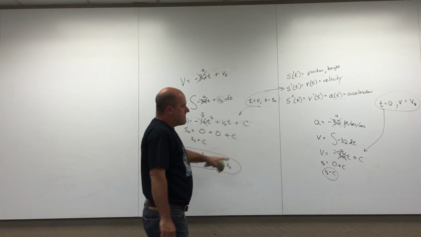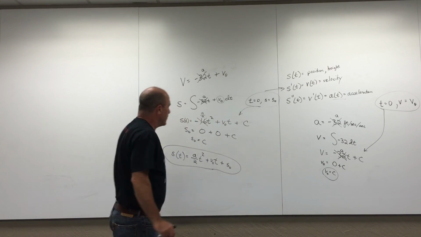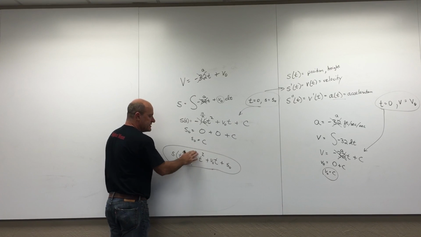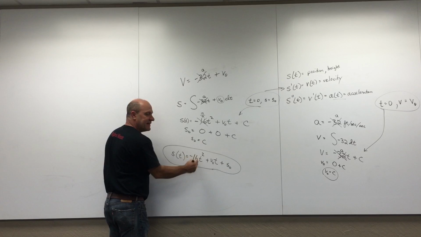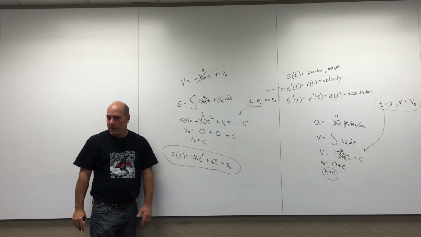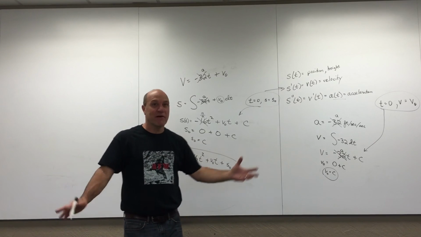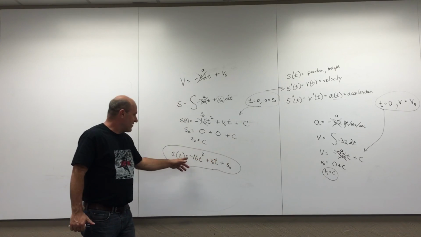Anyway, listen, back to Earth. If I go back to Earth, what do I do? I erase this and put negative 16 t squared. Now I'm back on Earth. That was scary for a second. I didn't know where I was. Now I'm back on Earth.